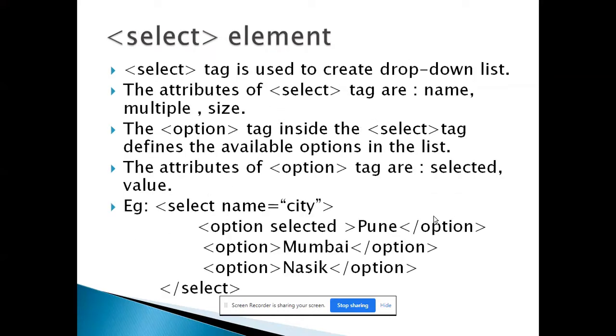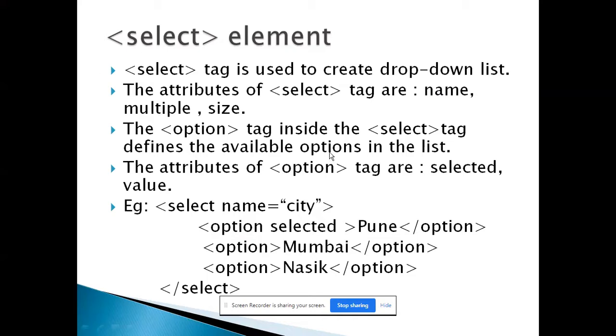Next, select element. Select element is used to create a drop-down list. And each of the list items is indicated by the option tag. The attributes of select tag are name, multiple, and size. Name is going to give a name to your select tag. Then multiple is going to allow us to select more than one option in the list. Size is going to define how many options, how many list items should be displayed initially, when the page loads.